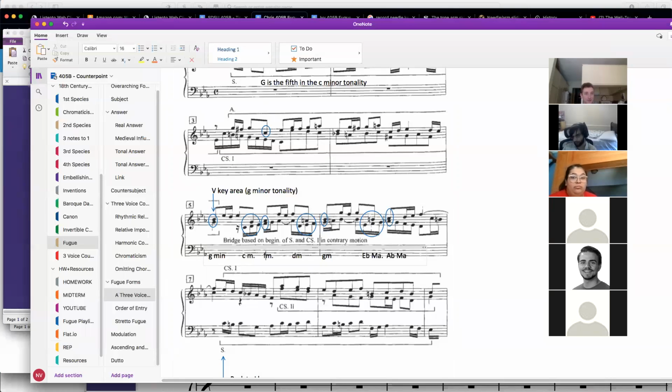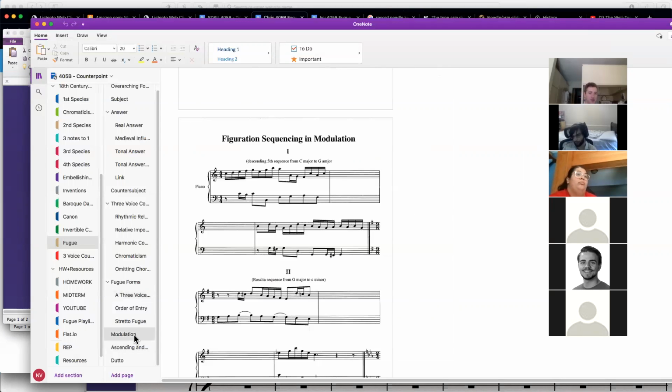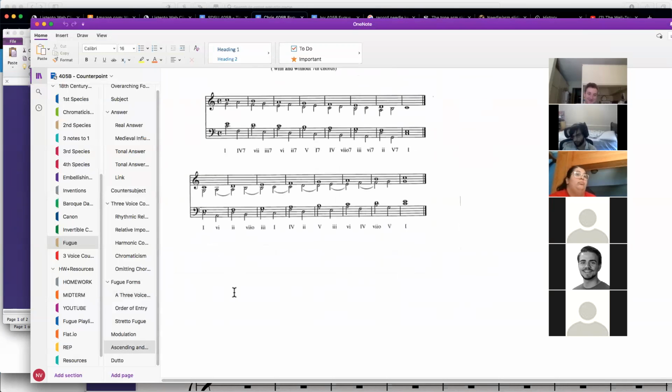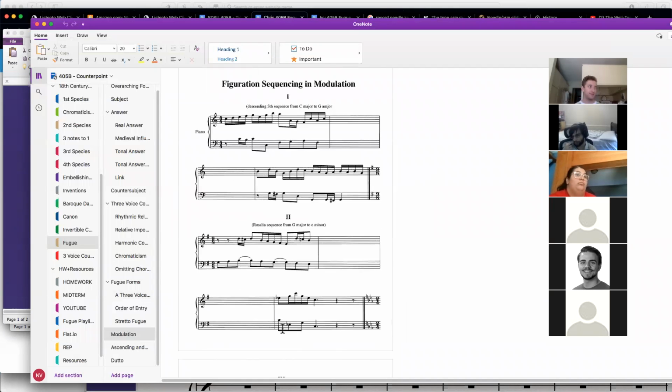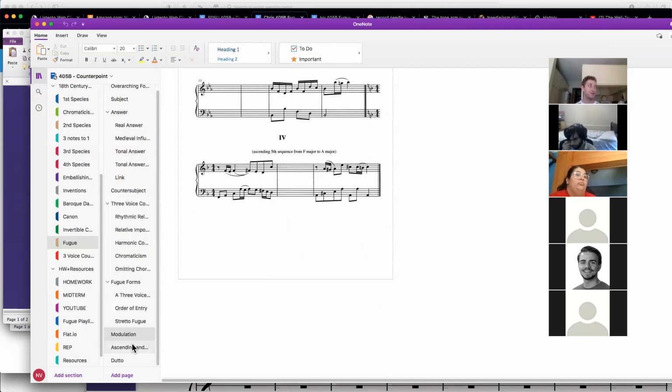And we'll look at some sequencing activities, but they're not necessarily that salient for the bridge. They're more salient for the episodic passages, because those are really common in the episodes. They basically define the episodes, these descending, ascending fifth sequences, which you see in many places throughout Bach's music.